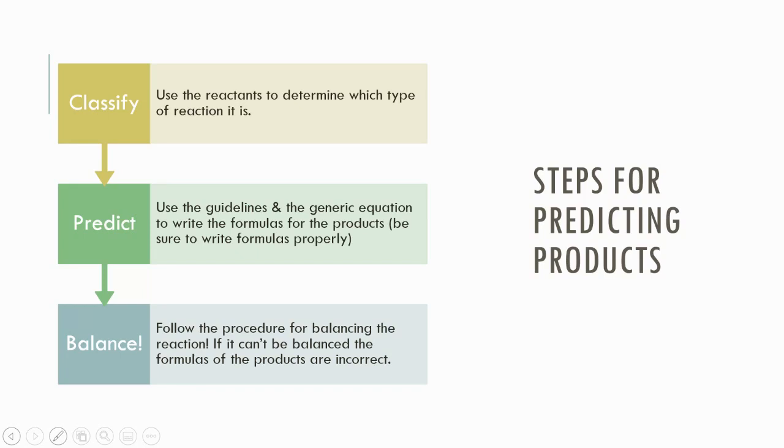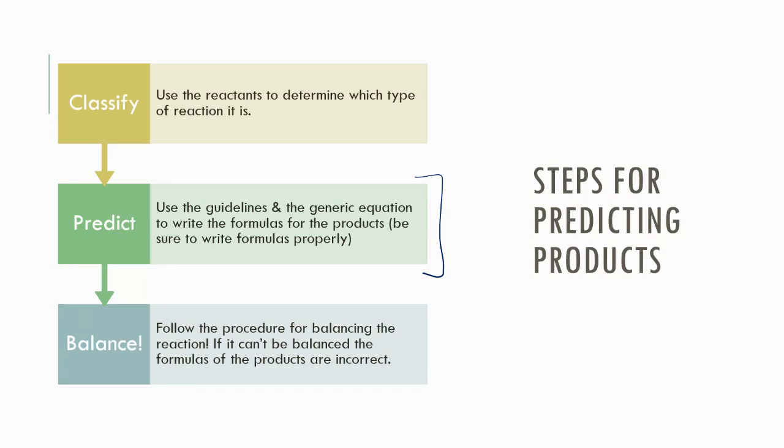Then once you've classified it as one of the 5 types of reactions, you'll use the guidelines on your reference sheet and your ability to write chemical formulas to predict the products. Remember, those are kind of like the laws of nature, thinking about diatomic elements, thinking about how different atoms are going to come together to form ionic compounds and things of that nature. That's in your predict step.